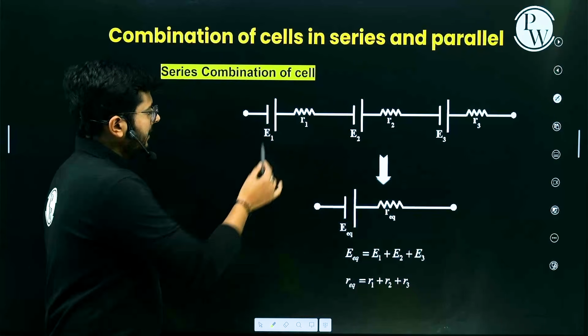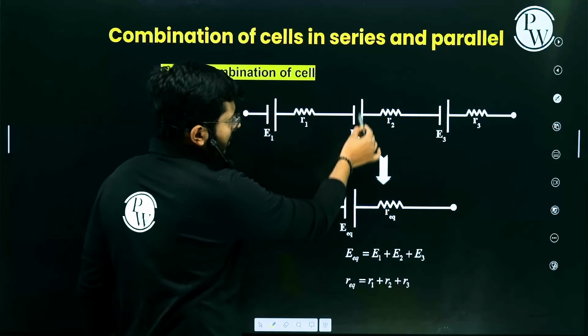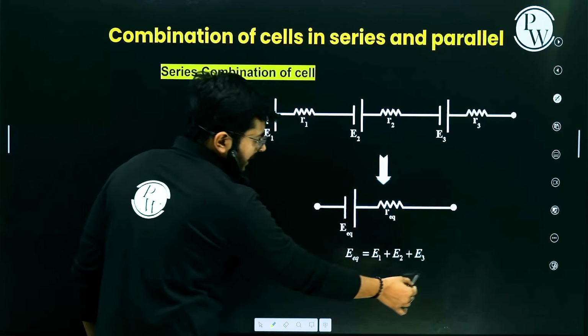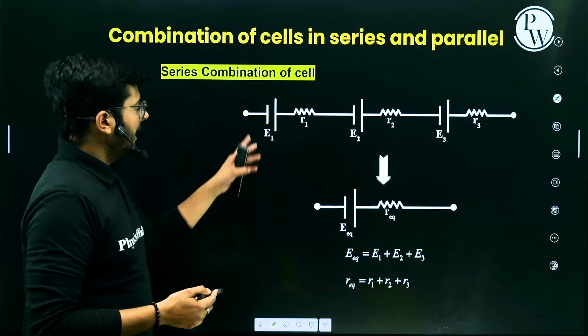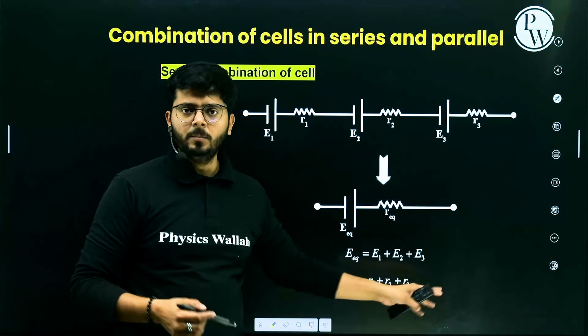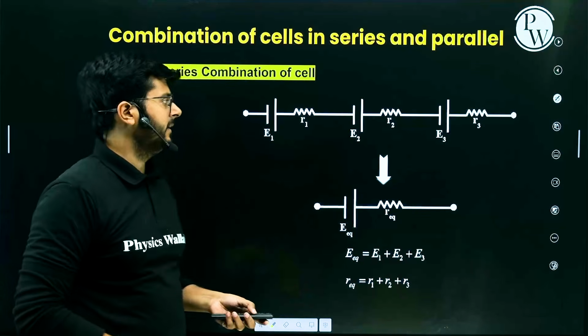Here what is happening, positive is connected with the negative, positive connected with the negative, and E1, E2, E3 are the EMFs. So the net EMF is going to be E1, E2, E3, summation of these three things. And R1, R2, R3 are the resistances. So now the resistances are also added up because all three of them are in series, right?